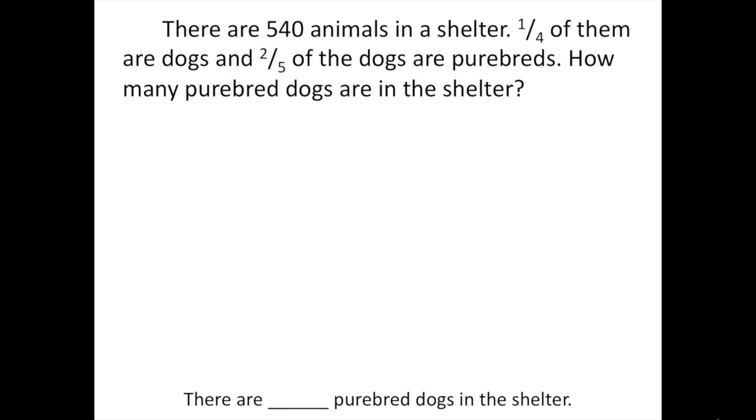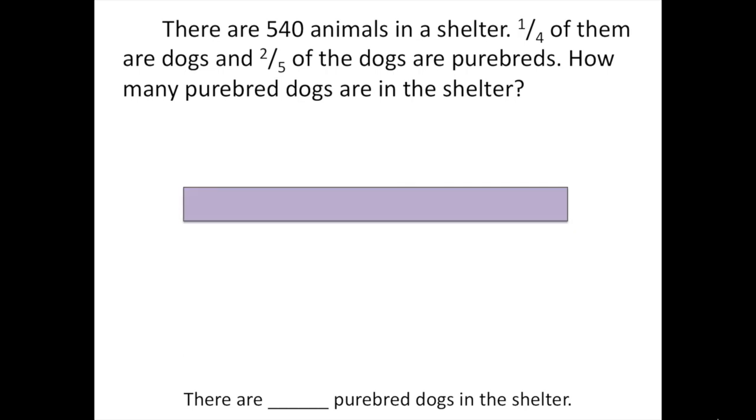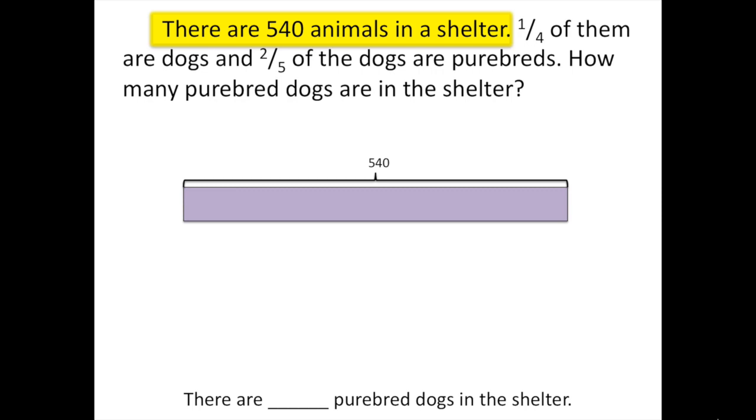And we know that we're finding a fraction of a whole amount, so we start by drawing the whole bar model. We're told that there are 540 animals in a shelter, so I can go ahead and label my entire bar 540. That's how many animals there are in all. We're also told that 1/4 of them are dogs. So that means 1/4 of the animals in the shelter are dogs.